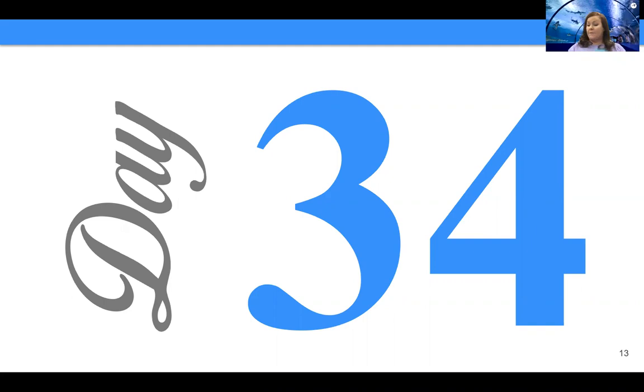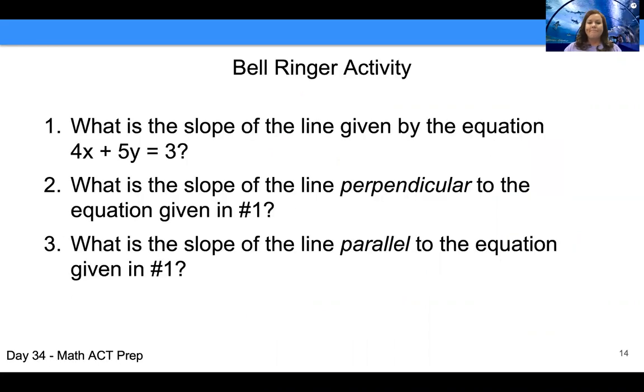So hopefully you have your bell ringer with you, or just use the screen and write it down on a sheet of paper, and you can take a screenshot to send in. Our bell ringer activity for today is talking about slopes of parallel lines, perpendicular lines, and just any line in general. And again, this is something I've told you numerous times that you are going to need to know as long as you are in a math class. This is a really huge concept, slope and the slopes of perpendicular lines. So take about five to 7 minutes, pause the video, work on your bell ringers, and when you are done, unpause and we will check your answers.